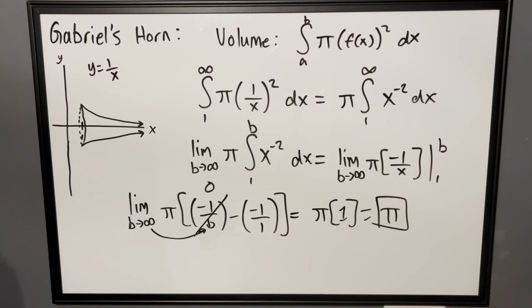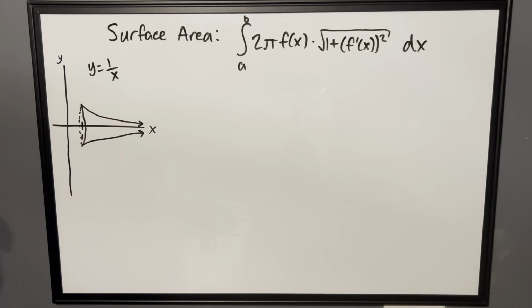So this is the formula that we use, the integral from a to b of 2 pi times the function multiplied by the square root of 1 plus the derivative of the function squared. Now this is a much more complicated formula that we use for surface area, but we see that we can evaluate it in kind of the same way, and we'll work through that in this part of the video.